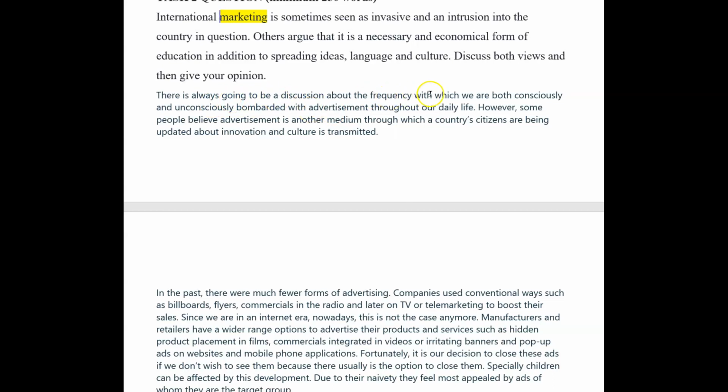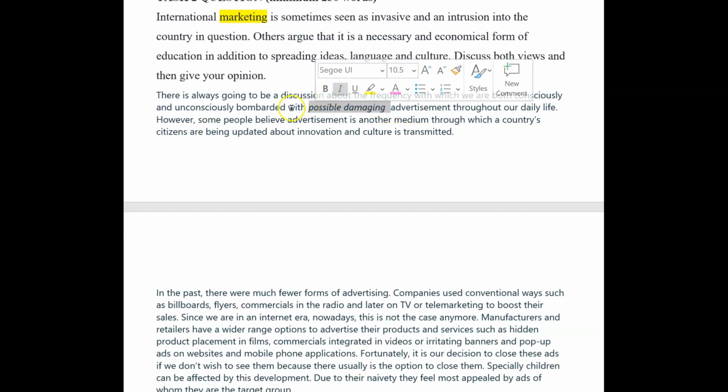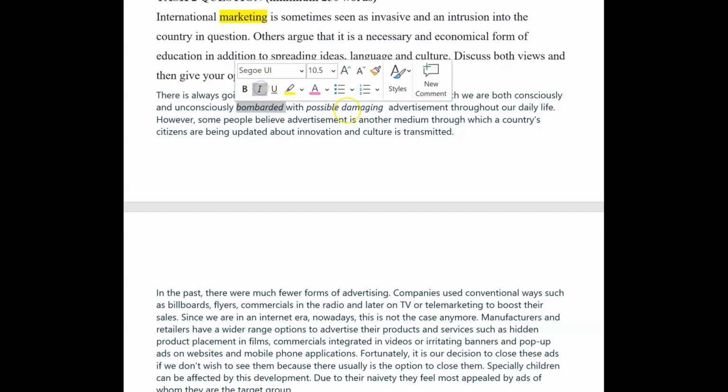So there's always going to be a discussion about the frequency with which we're both consciously and unconsciously bombarded with advertisement throughout our daily life. So I'm assuming this is the negative side of the question because you're using bombarded, so let's just get another one in here. Bombarded with, why don't we go with possibly damaging advertising. I'm putting this here because you've got the word bombarded, which is fantastic, which is usually negative. We can be bombarded with negative things usually. So that fits the idea that it's invasive and intrusion.